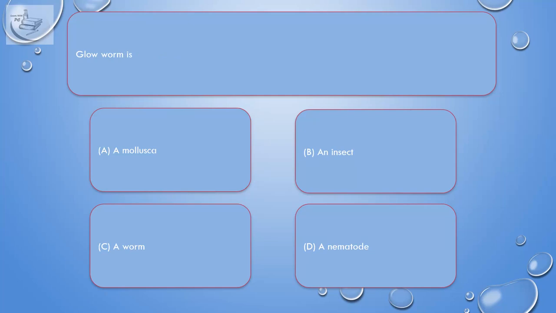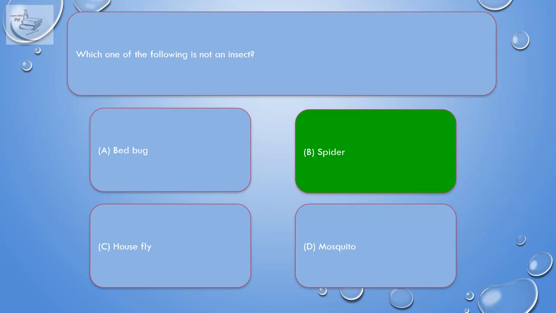Question: Glowworm is A. A mollusca, B. An insect, C. A worm, D. A nematode. Correct answer is B. An insect. Question: Which one of the following is not an insect? A. Bed bug, B. Spider, C. Housefly, D. Mosquito. Correct answer is B.